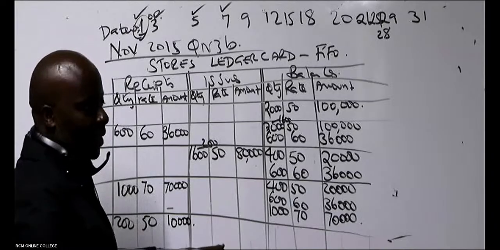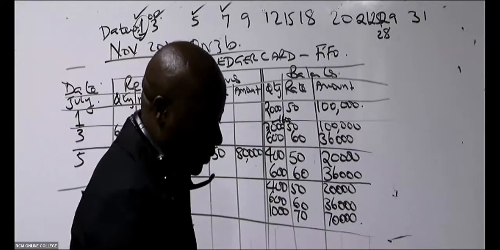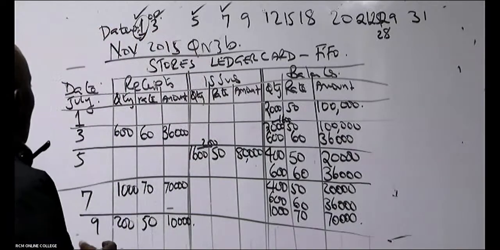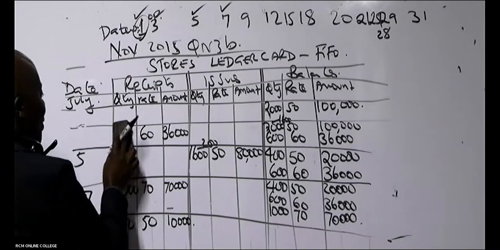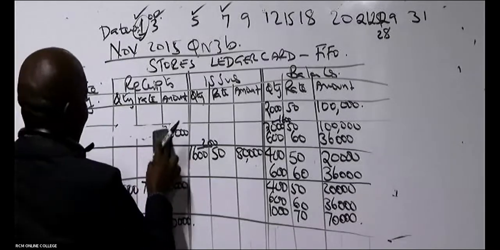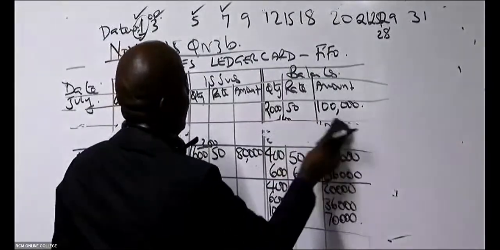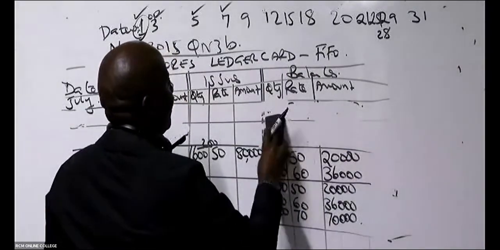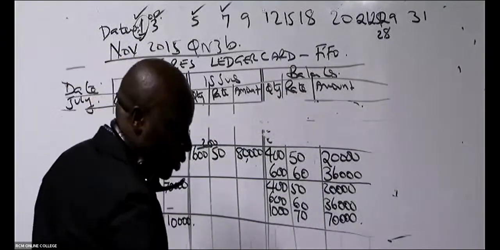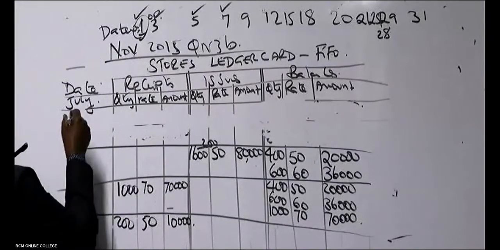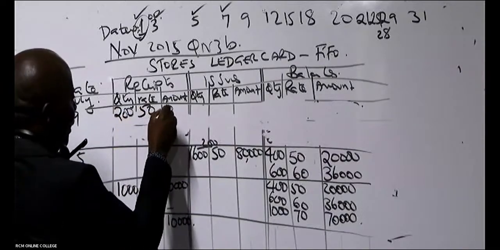So then you update, isn't it? Now, because of the size of my board, you guys must allow me to delete some previous dates. The size of my board is really, really small for the camera. If I was writing for the physical students alone, I wouldn't be having any problem. So I just want to bring the whole of this date 9 here. We have received 200 at 50, 10,000, isn't it?